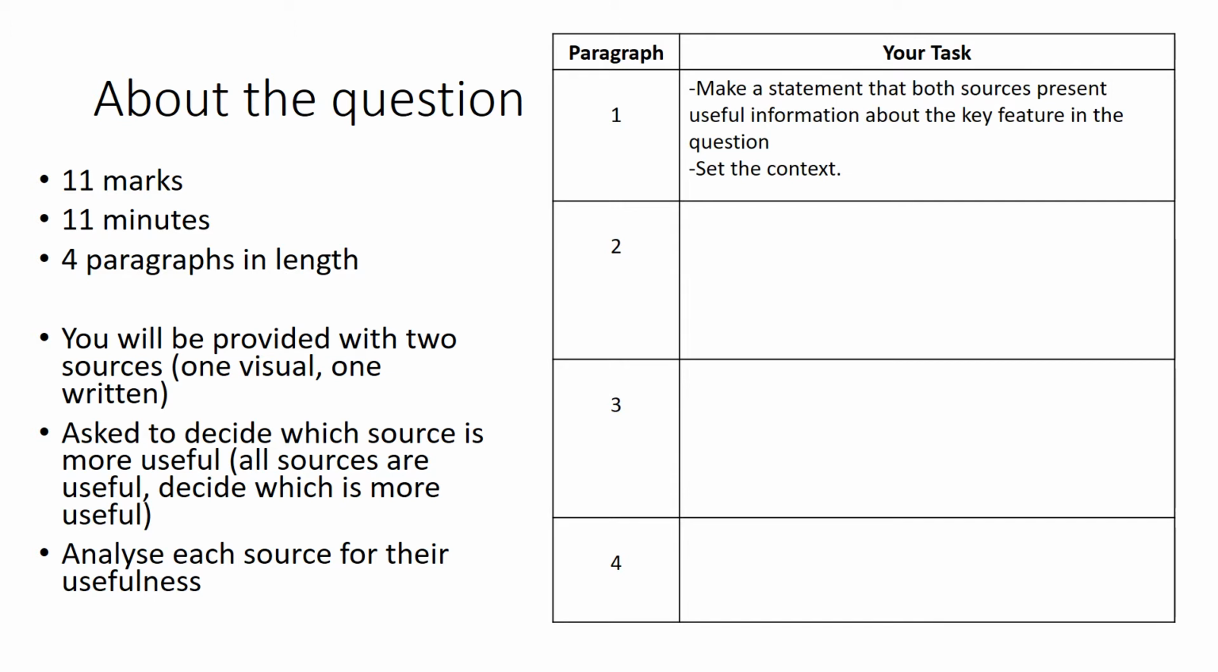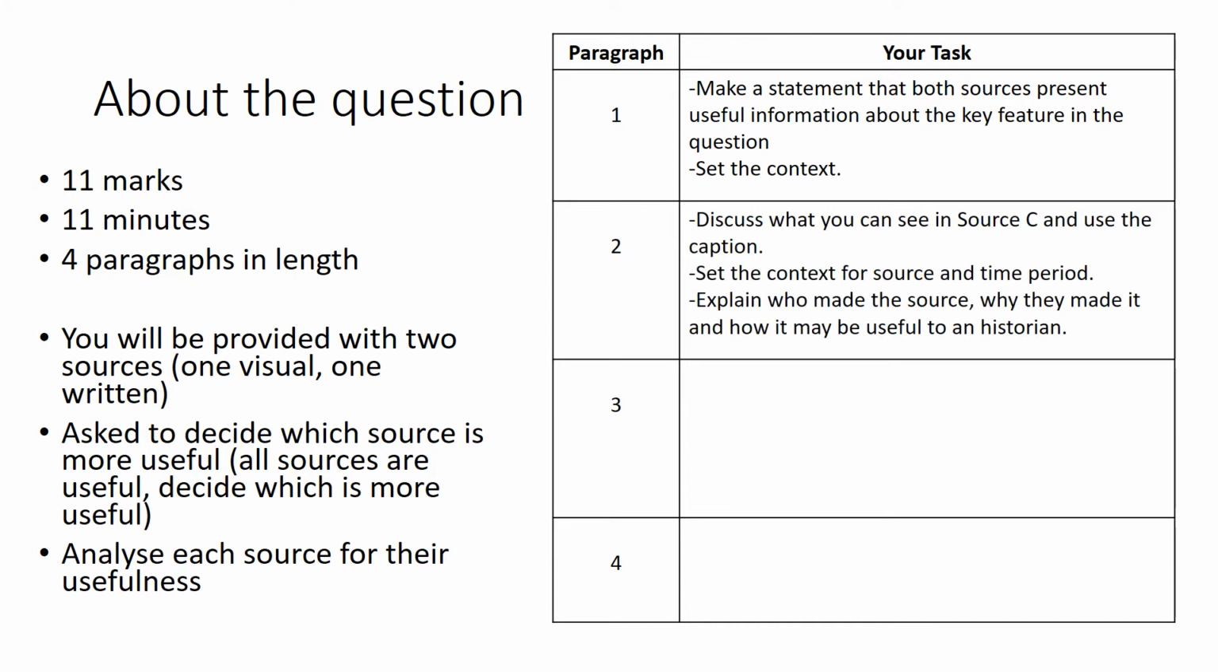In paragraph 1, we'll make a statement that both sources present useful information about the key feature in our question, and we will need to set a little bit of context. In our second paragraph, we'll look at source C, and we'll use the caption as well in our analysis. We'll set the context for the time period and explain who made the source, why they made it, and why this may be useful to an historian.